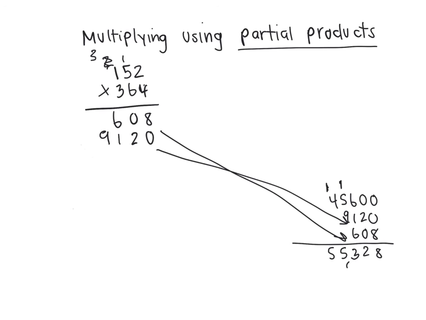And then the last one, I would need to put 2 zeros. And I would say 3 times 2 is 6. 3 times 5 is 15. Carry the 1. And then 3 times 1 is 3, plus 1 is 4. And 45,600 is right there. So when I add it, I get the exact same thing.